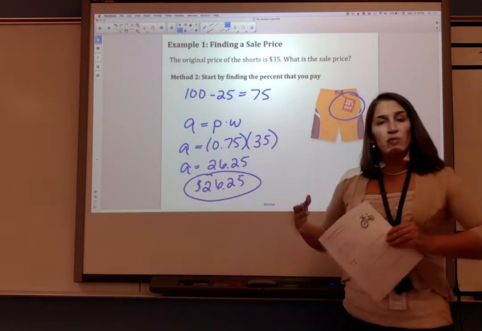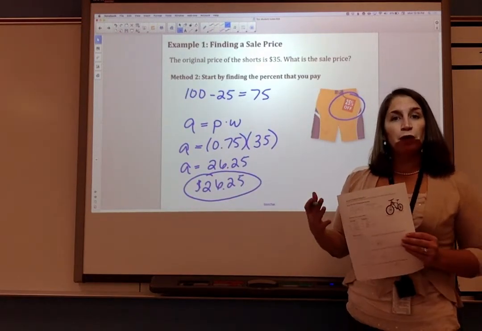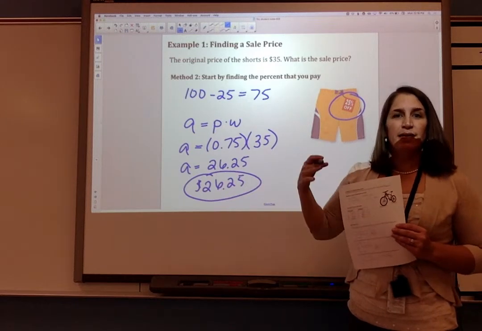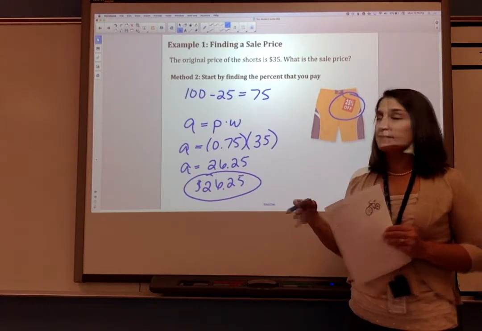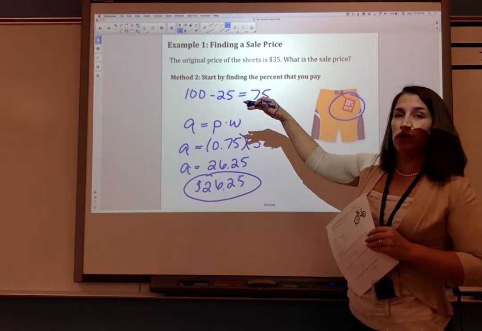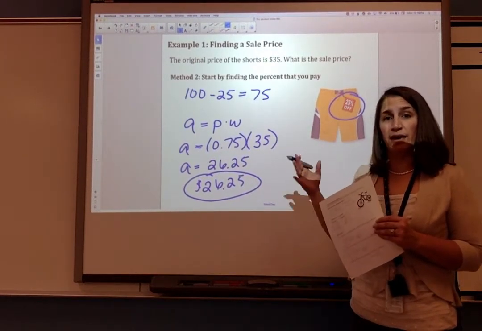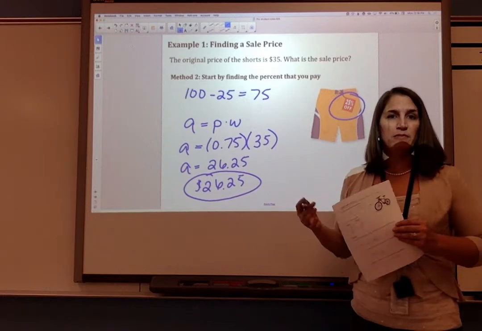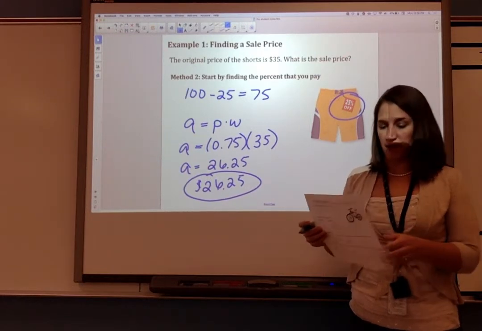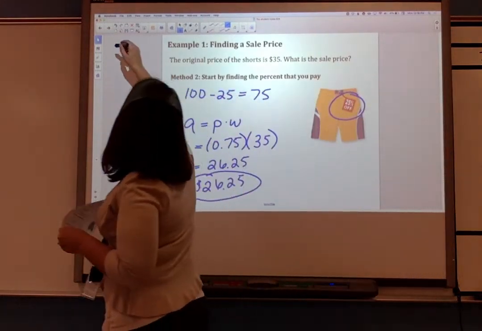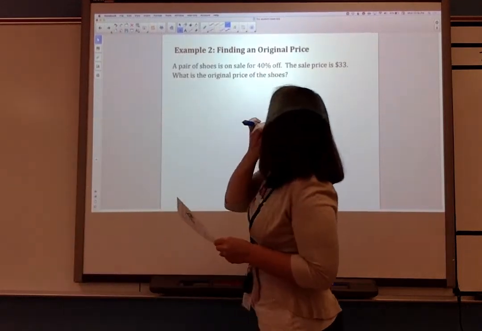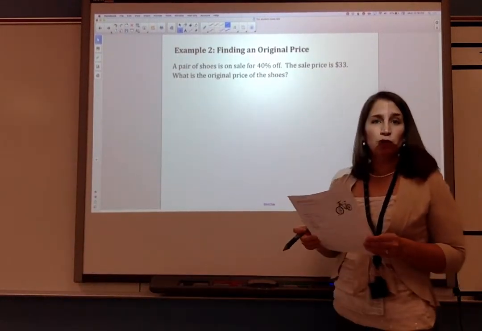So in one problem, we solved for the part and then subtracted that off of the original price. And in the second method, we did the subtraction first and figured out, well, how much are we actually paying, and calculated that percent. Both methods work just fine. All right, let's look at our next example where we're finding an original price.